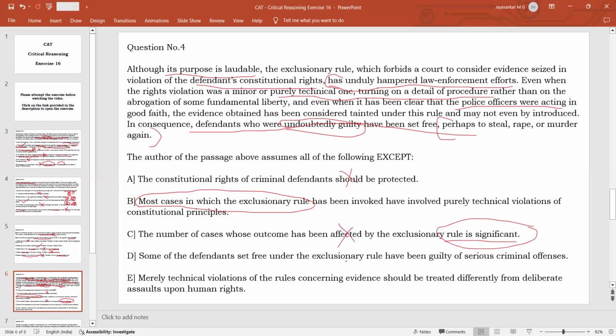Option D, some of the defendants set free under the exclusion rule have been guilty of serious criminal offenses. Definitely true, because the last sentence will tell you that. So this is a clear assumption made by the author.